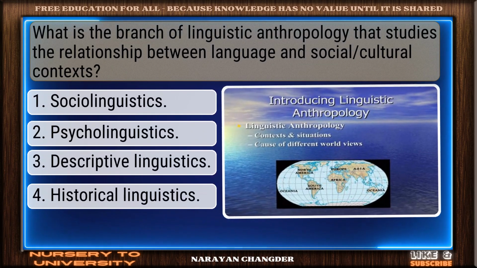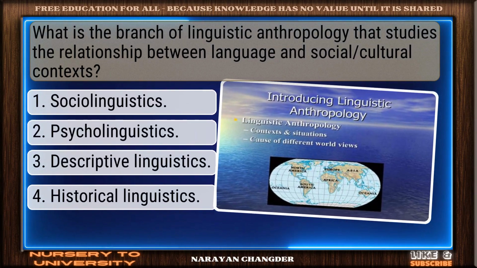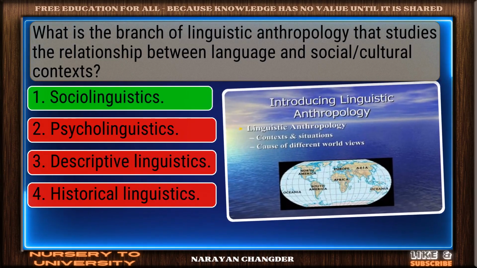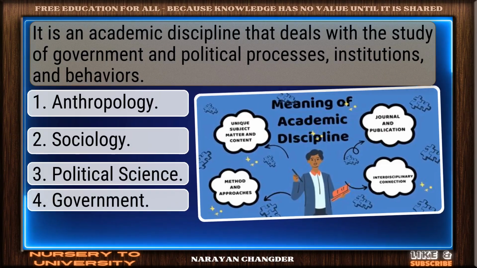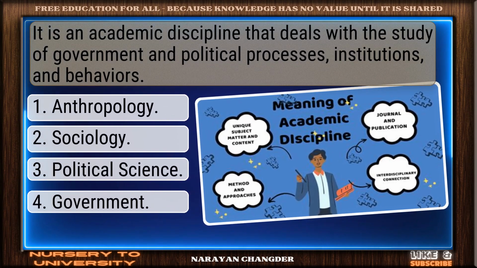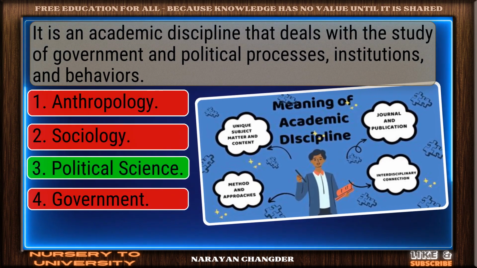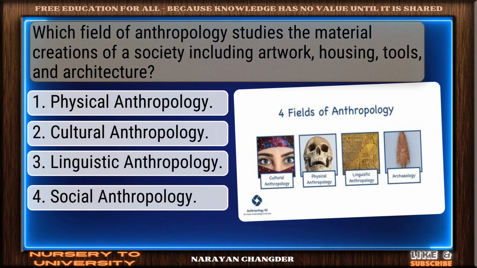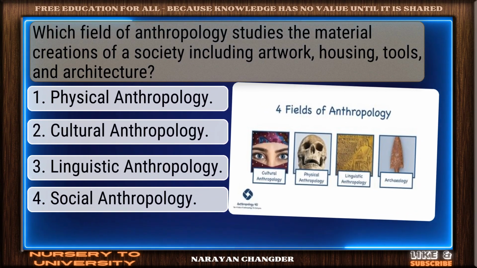What is the branch of linguistic anthropology that studies the relationship between language and social, cultural contexts? Great job. Sociolinguistics is the accurate answer. It is an academic discipline that deals with the study of government and political processes, institutions, and behaviors. Right choice. Political science is the best answer. Which field of anthropology studies the material creations of a society, including artwork, housing, tools, and architecture?